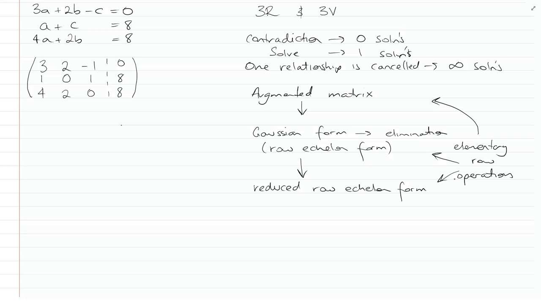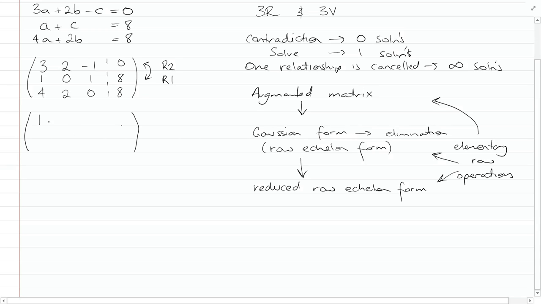So I'm going to start by doing some elementary row operations, aiming to get ones in the major diagonal. So the first thing I'm going to do is swap row 1 and row 2, and I'll note that by doing an arrow. So my new matrix will look like this: 1, 0, 1, 8; 3, 2, negative 1, 0; 4, 2, 0, 8.